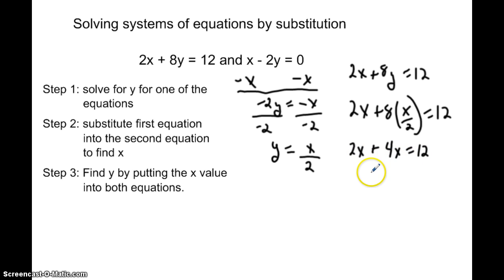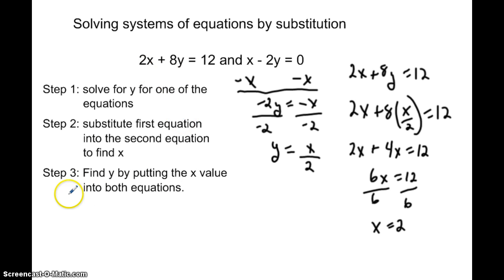We combine the like terms. 6x equals 12. We'll divide by 6. And now x is going to be equal to 2. So now we've done step 1, we've done step 2. Next, we're going to find the y value by plugging x into both equations.